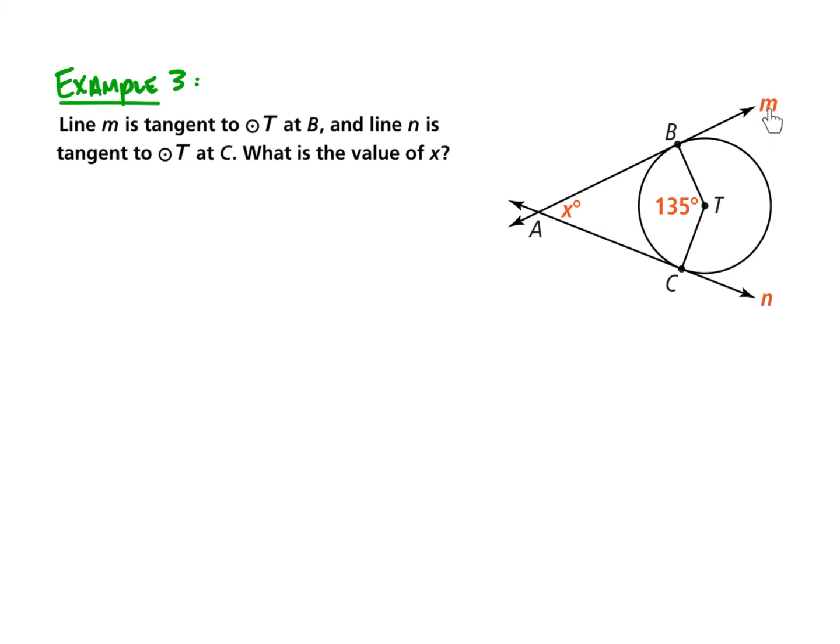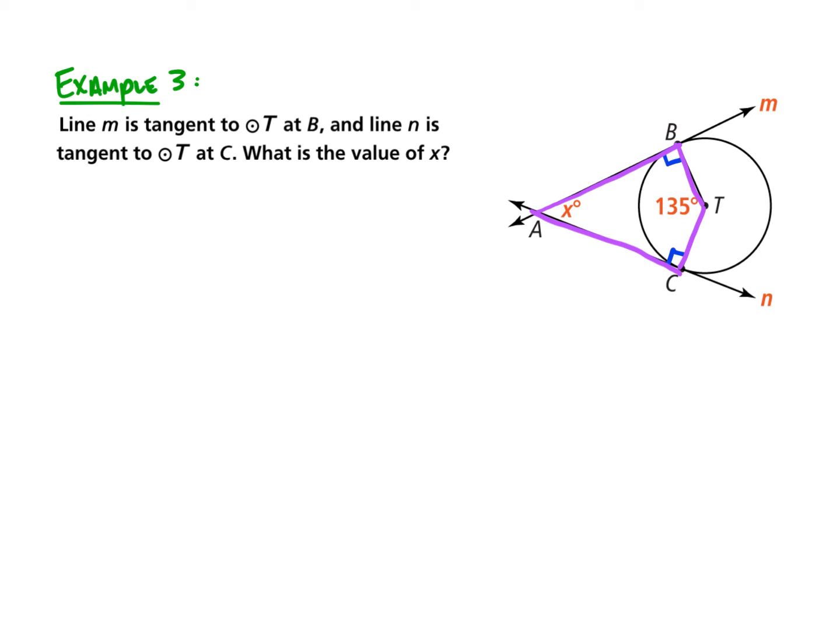So if it tells us that line M is a tangent line, and then we have a radius that comes out from the center to B, that would mean that that's going to form a 90-degree angle there. And then the same thing's going to happen right here, right? If line N is tangent and we have a radius coming out to that point of tangency, it's also going to make a 90-degree angle there. And then if you focus in on this shape right here, A, B, T, C, that's a quadrilateral.